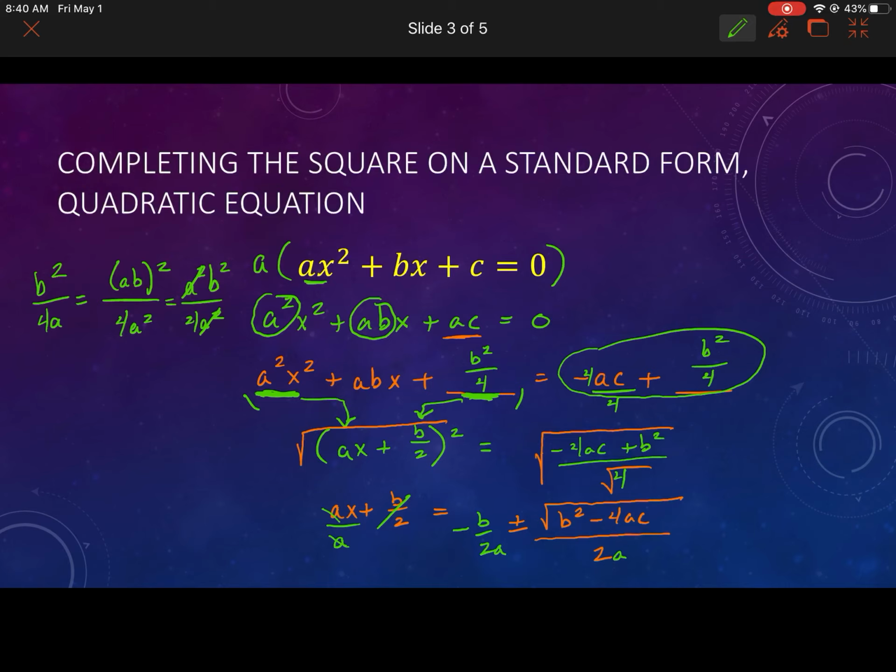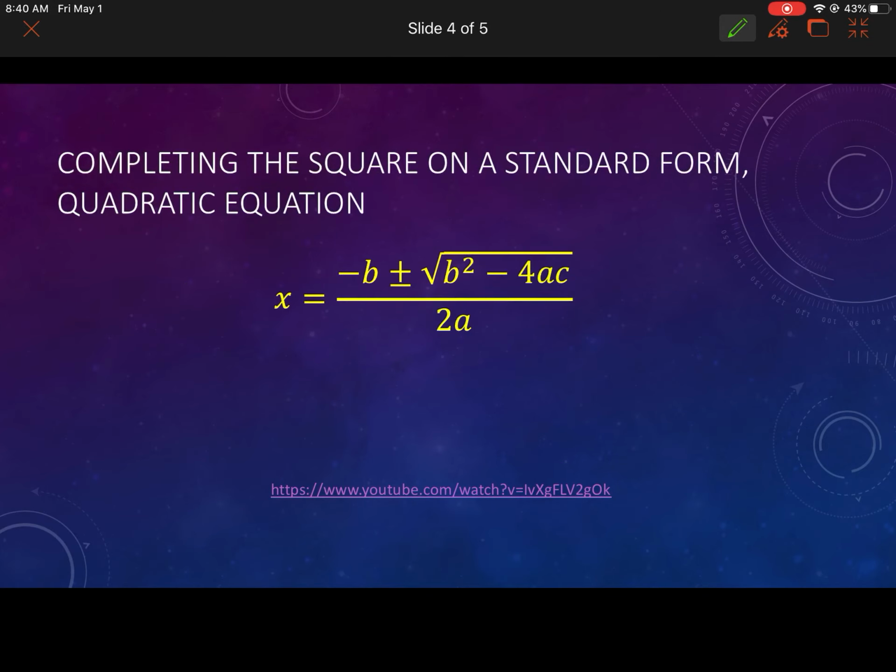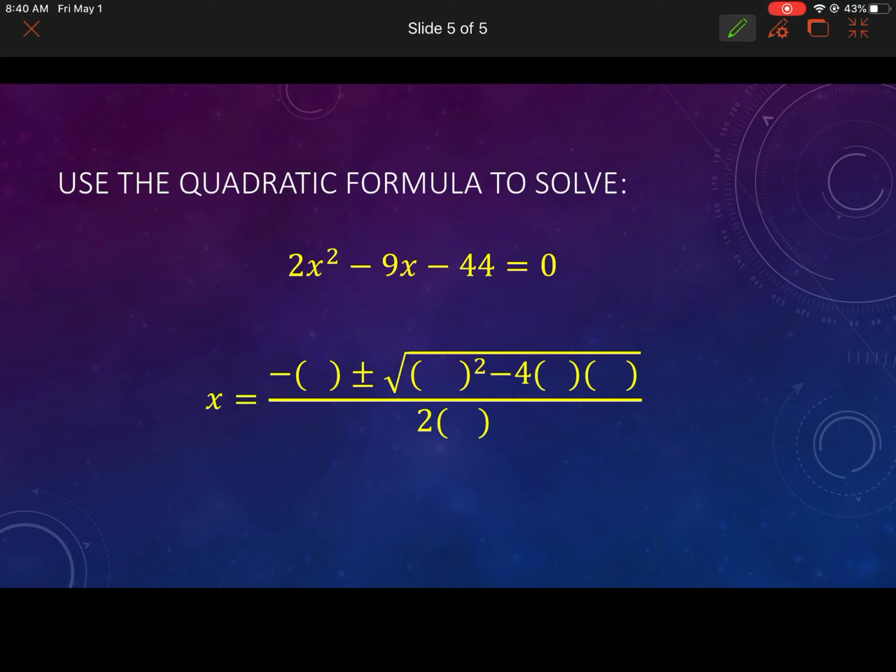Okay, so let's look at this formula in its glory. Our x value is going to be equal to negative b plus or minus the square root of b squared minus 4ac over 2a. Okay, so this is the formula that you kind of need to imprint in memory. It does make these quadratics a little easier to deal with, depending on if you're comfortable with formulas. So let's look at it in action. Let's use 2x squared minus 9x minus 44 equals 0 as a basis for this.